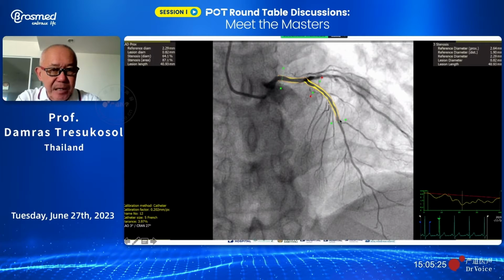And when we measure using QCA, this is by the Tomcat QCA, you can see that the diameter is around 2.64. And the distal reference is 1.9, the mean reference is 2.3, lesion diameter 0.8, and lesion length is around 40.9 millimeters. So this is the QCA contour.